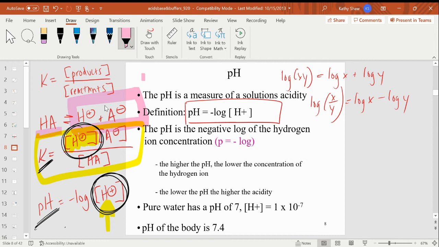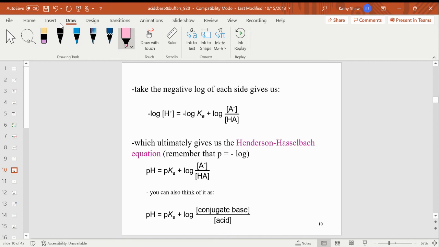So if that conceptually doesn't make sense right now, go through the steps. And what you're going to get to is what's called the Henderson-Hasselbalch equation. Basically, that's what you're going to derive.